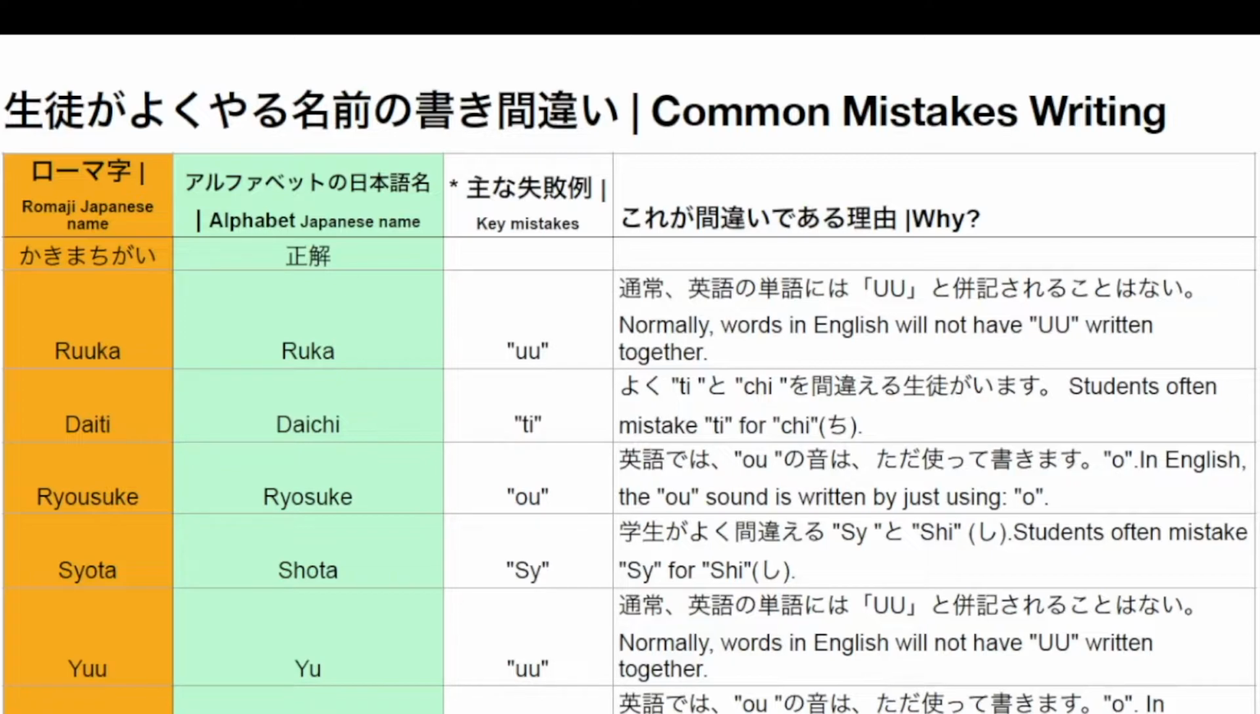R-Y-O-U-S-U-K-E. That is a mistake. In English, that would be Ryausuke. But the student's actual name is Ryosuke. So the student would need to write R-Y-O-S-U-K-E. Now, the O, because it's behind a U, makes the O sound.